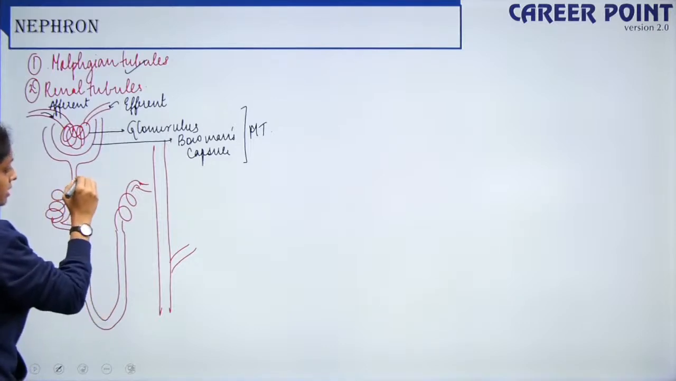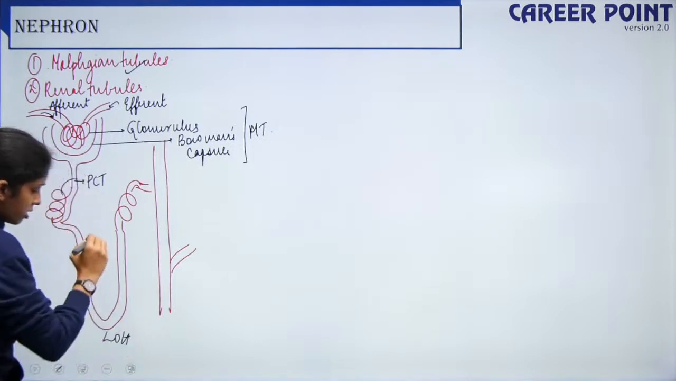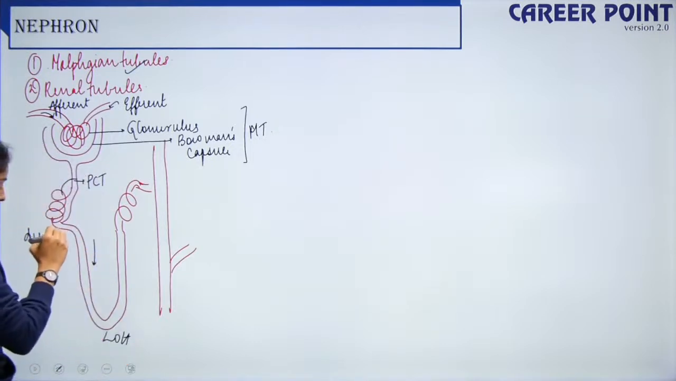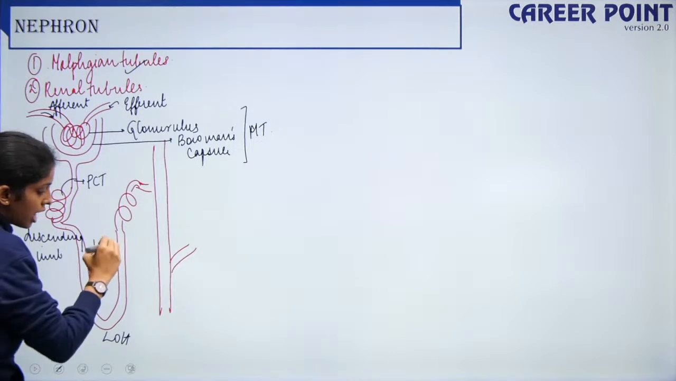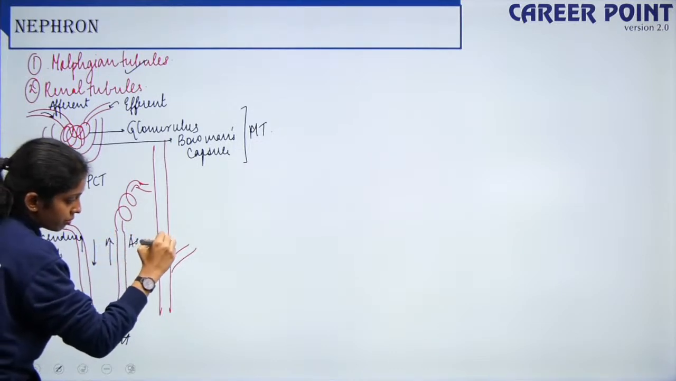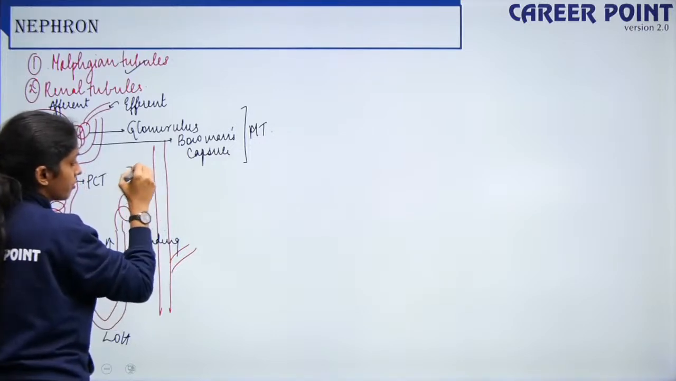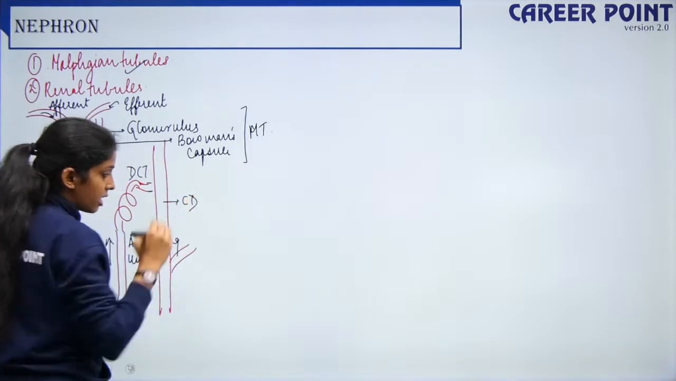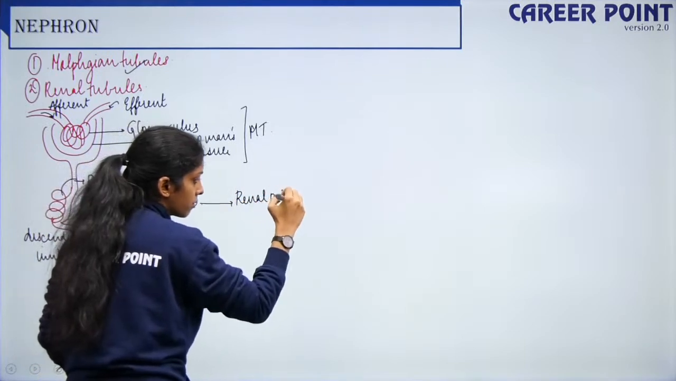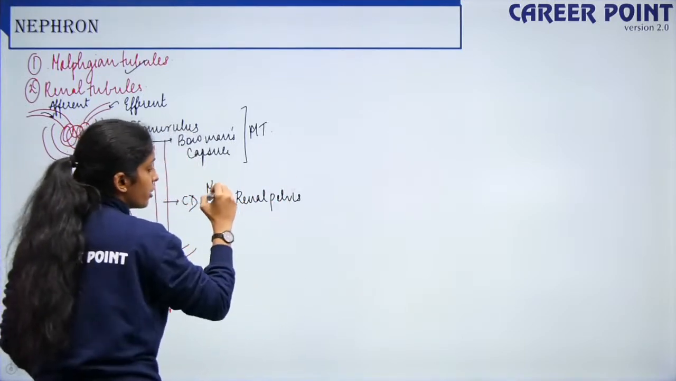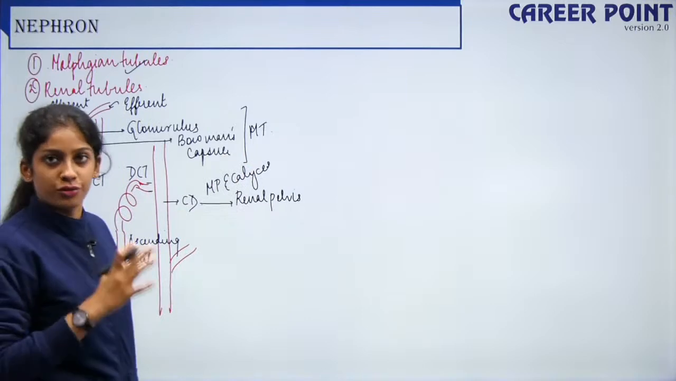Fine. So this is the PCT. This portion is the PCT. This is the loop of Henle. Since this comes down, this is the descending limb. And this moves up, so this is the ascending limb. This is the DCT. And finally, this is the collecting duct, right? The collecting duct opens into the renal pelvis via the medullary pyramids and calyces. So this is the structure of the nephron, right?